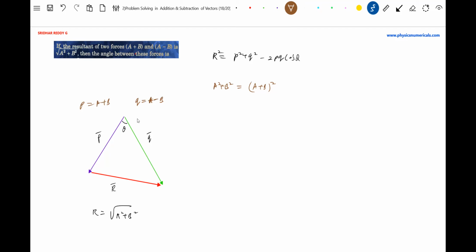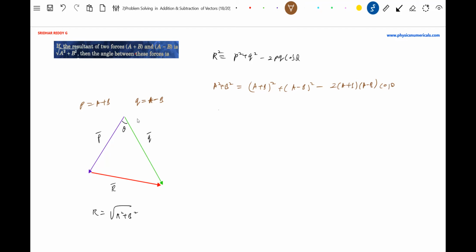P bar is one force, Q bar is one force. The magnitude of P is what? A plus B. The magnitude of Q is what? A minus B. I think this was the given. Let me stick to the problem data. This will be A minus B whole square, 2 into A plus B, this A minus B cos theta. That theta is what we have to find out.